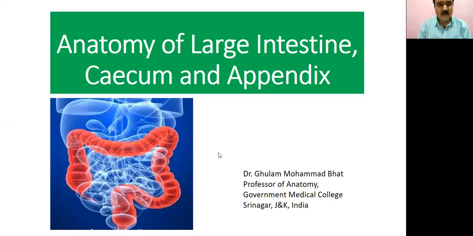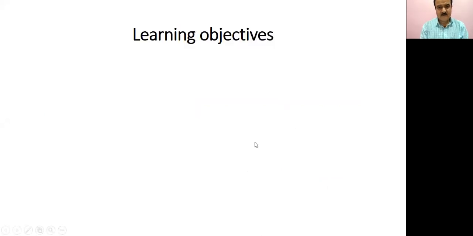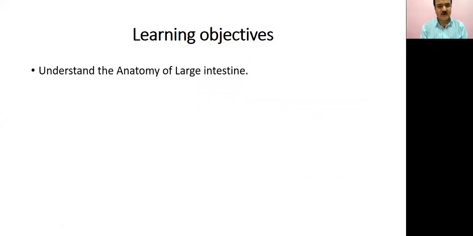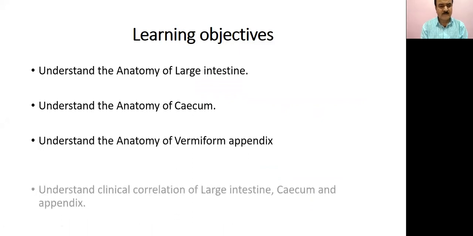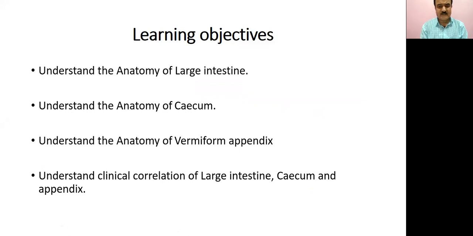Okay, students, good evening. Today's class is about the anatomy of the large intestine, cecum, and the appendix. The learning objectives of today's class are: at the end of the class, you should be able to understand the anatomy of the large intestine, the anatomy of the cecum, the anatomy of the vermiform appendix, and the clinical correlation of the large intestine, cecum, and appendix.